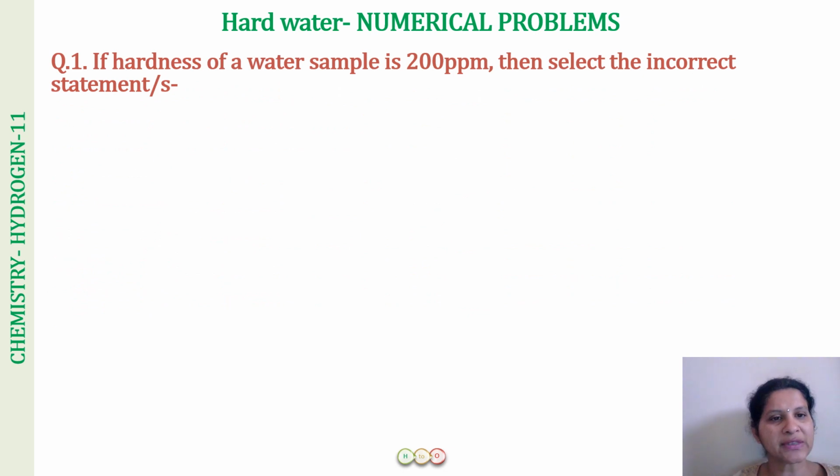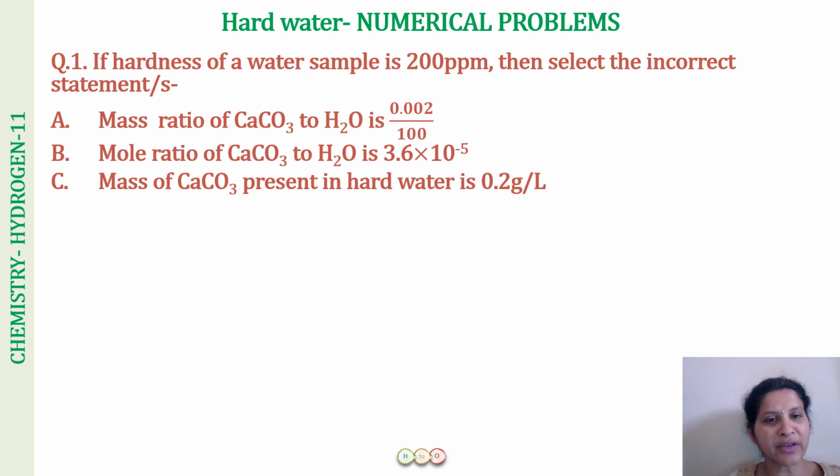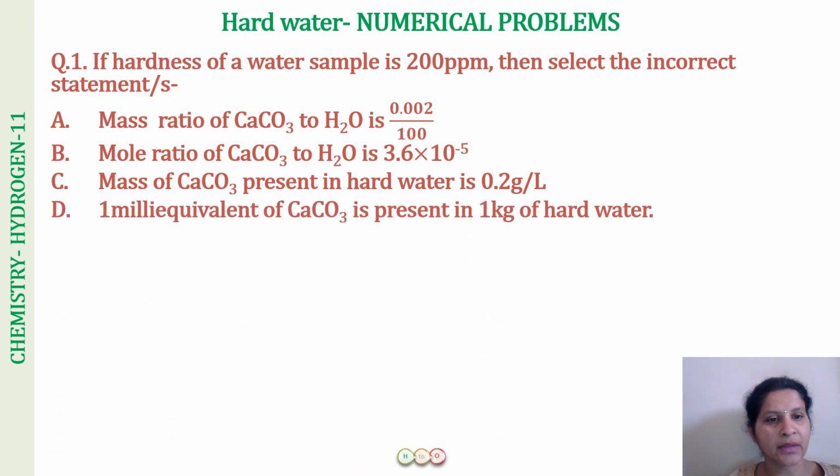So coming up on your screen, the first question for today: if the hardness of a water sample is 200 ppm, then select the incorrect statement or statements. The choices are: mass ratio of calcium carbonate to water is 0.002 by 100. Mole ratio of calcium carbonate to water is 3.6 into 10 power minus 5. Mass of calcium carbonate present in hard water is 0.2 gram per liter. And 1 milliequivalent of calcium carbonate is present in 1 kg of hard water.